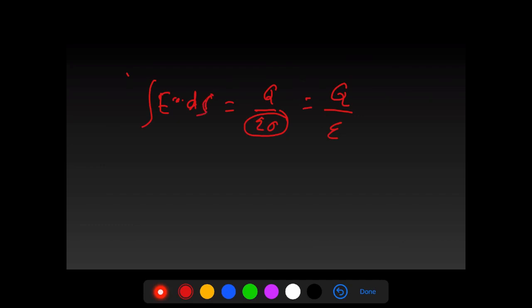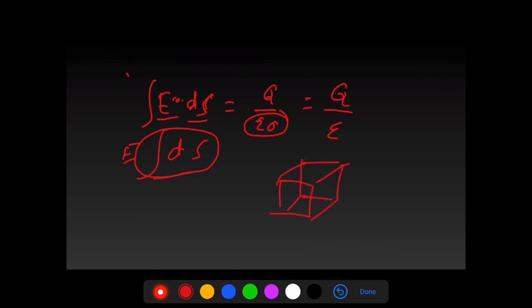Similarly, while integrating, if E is uniform and not depending on the surface, we can take E outside, and dS depends upon the surface area. If it is a cube, the surface area is x into y, so x square, and there will be 6 surfaces, so we get E into 6 x square equal to something like that. We will get these things.